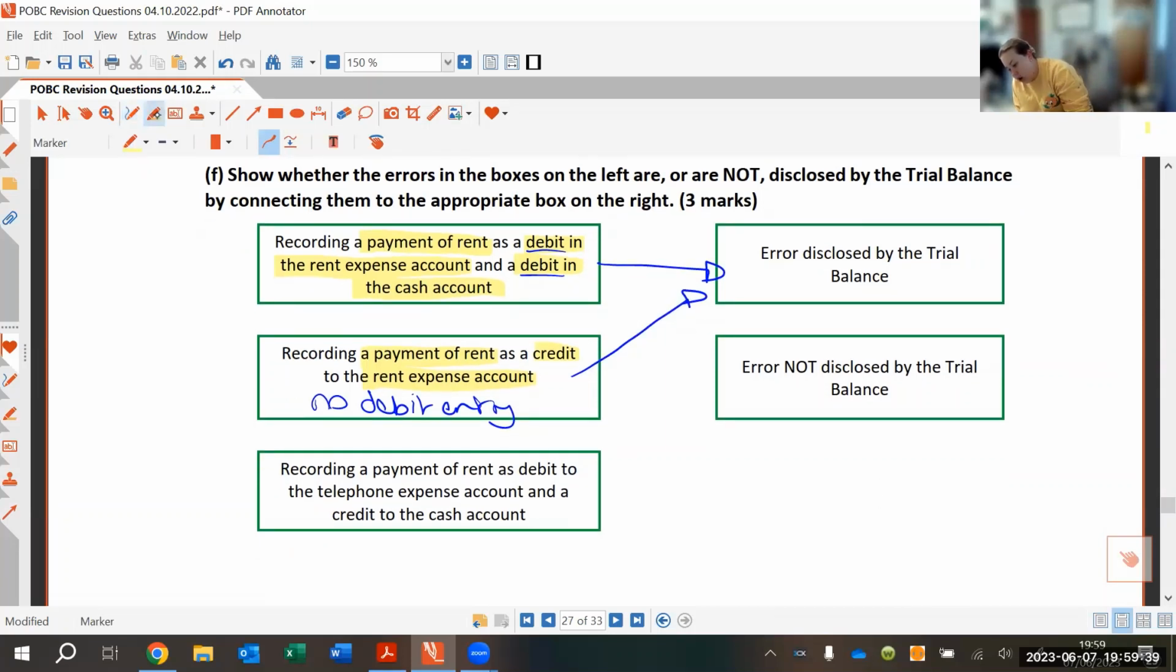And then our final one, we've got a payment of rent again as a debit to the telephone expense account and a credit to the cash account. What do we think? Will the trial balance show that or not? Yeah, we had to have one that was not disclosed, didn't we? Even though they've posted it to the wrong account, telephone expense rather than rent, we have got a debit and a credit. They don't mention an amount, so we can assume the amount is the same. So we're still going to have a balanced trial balance. It's just that it's in the wrong account.